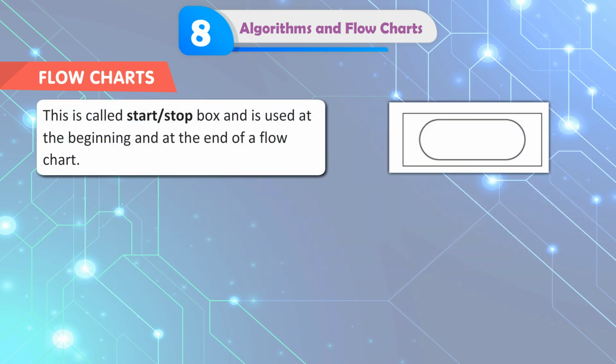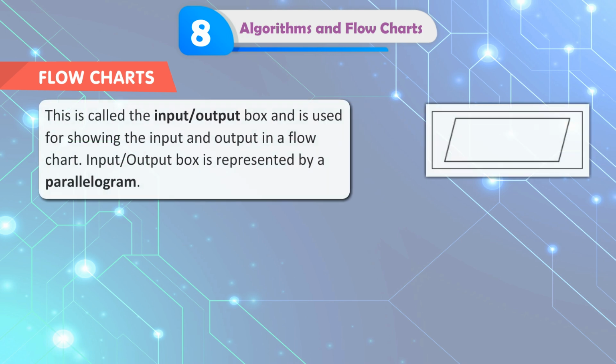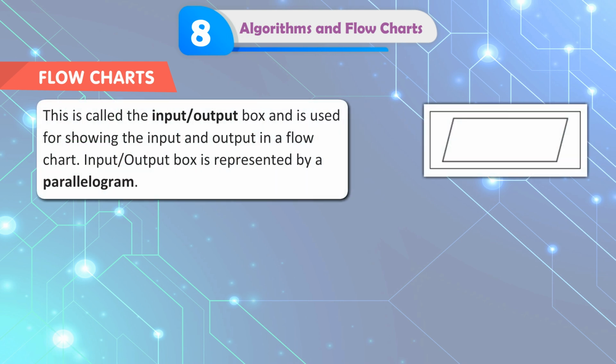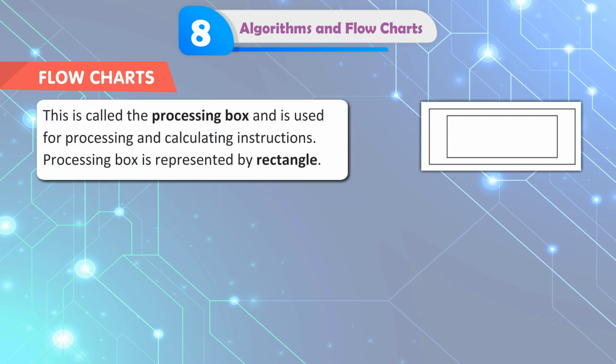This is called the start-stop box and is used at the beginning and at the end of a flowchart. This is called the input-output box and is used for showing the input and output in a flowchart. Input-output box is represented by a parallelogram. This is called the processing box and is used for processing and calculating instructions. Processing box is represented by a rectangle.